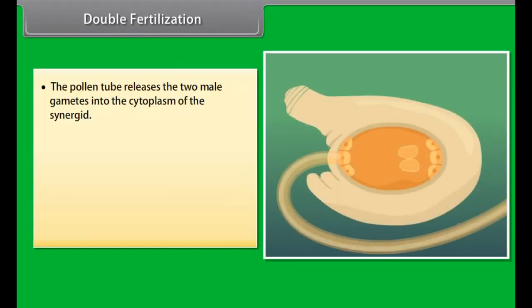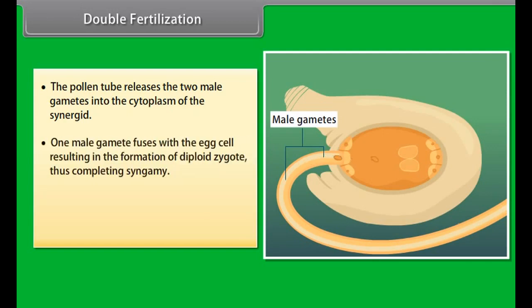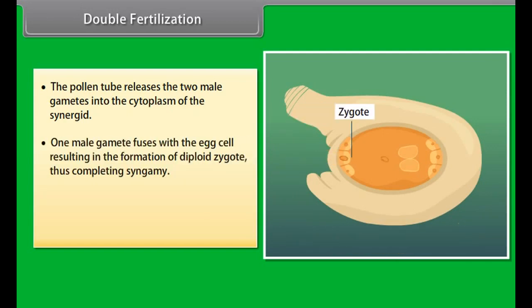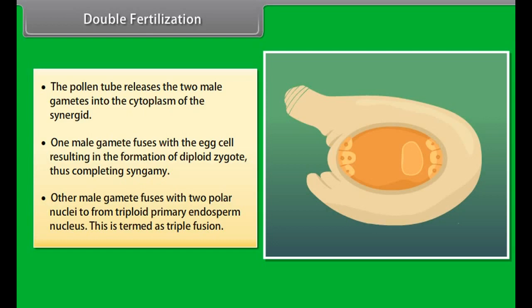Double fertilization. The pollen tube releases the 2 male gametes into the cytoplasm of the synergid. One male gamete fuses with the egg cell, resulting in the formation of a diploid zygote, thus completing syngamy. The other male gamete fuses with 2 polar nuclei to form the triploid primary endosperm nucleus. This is termed as triple fusion.